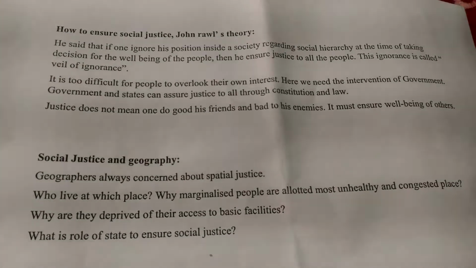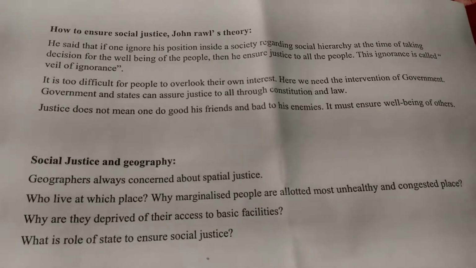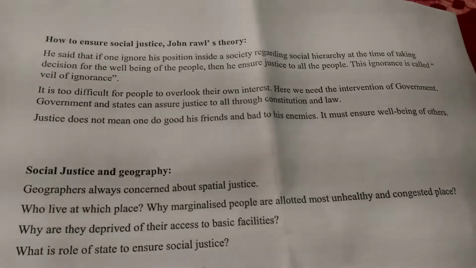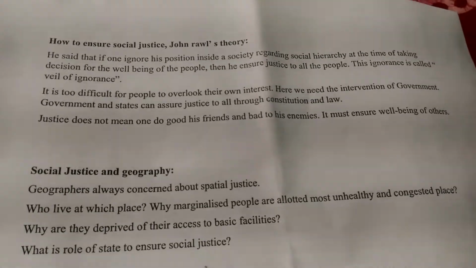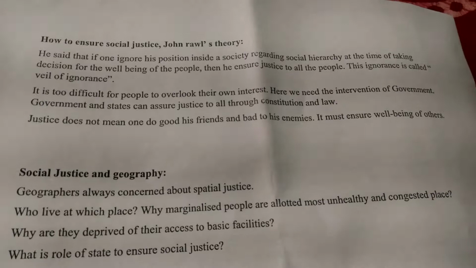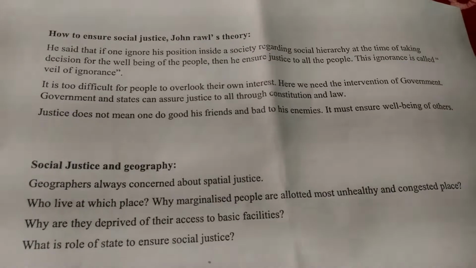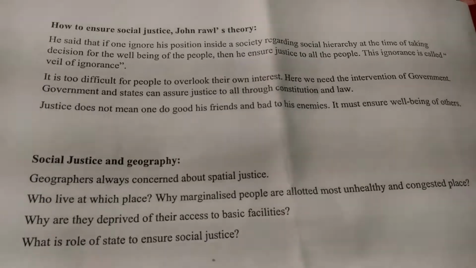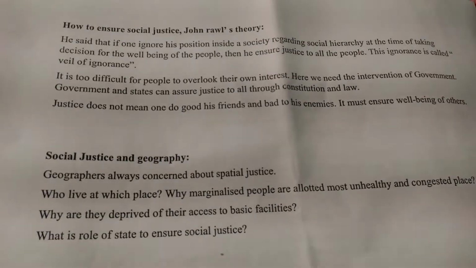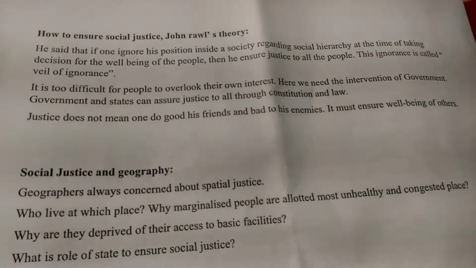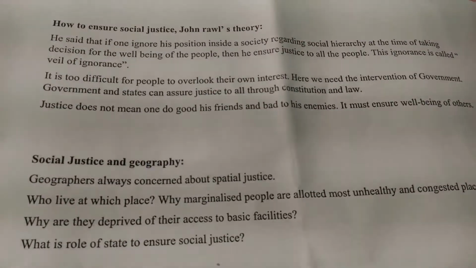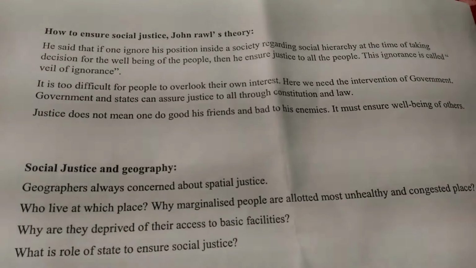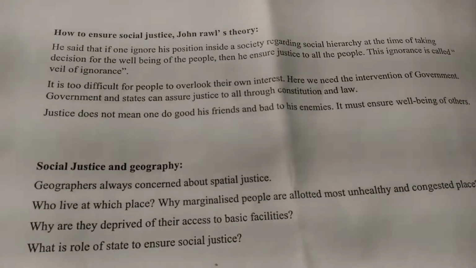So what we have to do is ignore our own position in the society. Suppose a planner who is an IAS officer or administrative officer has to plan a program for the people, he must think how he can give the benefit to the majority of the people, not how he can get the benefit from it. If these things happen, then definitely something good will happen with the society. But it's very difficult, and he said that this is called the veil of ignorance, when you ignore your own interest.